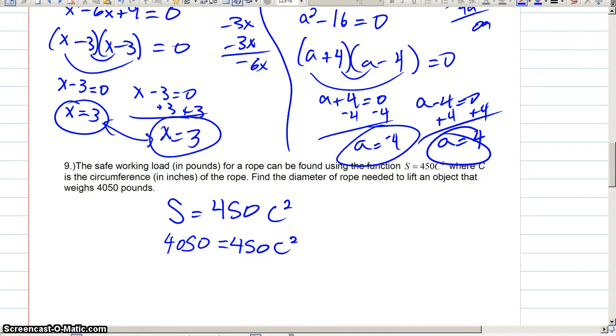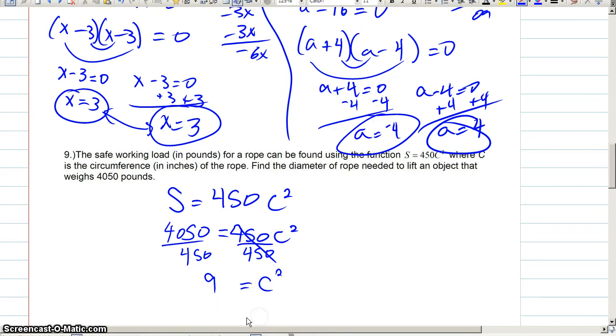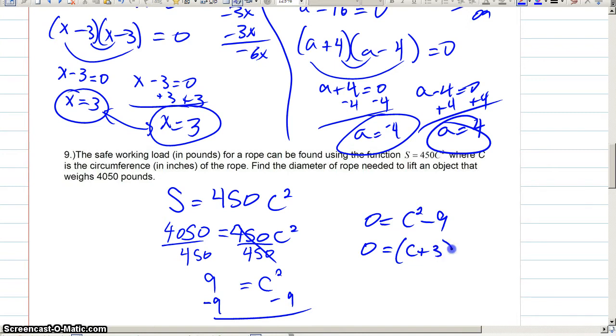Very quickly we can finish this up by dividing. Well, as we want to solve here, we could divide both sides by 450. C squared, of course, would equal 9. Now, the circumference has to be a positive value. You could, if you'd like, subtract a 9 from both sides and get 0 equals c squared minus 9. And we could factor that into c plus 3, c minus 3, and set both of these equal to 0.